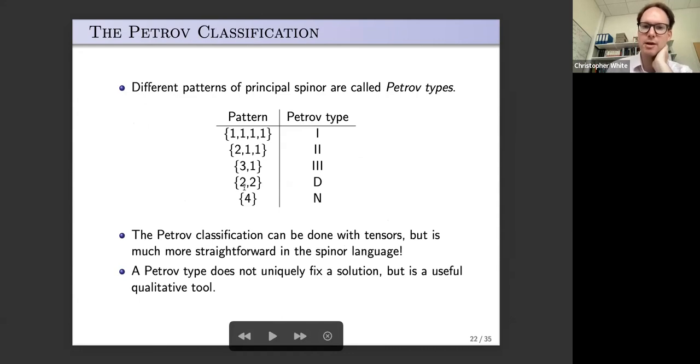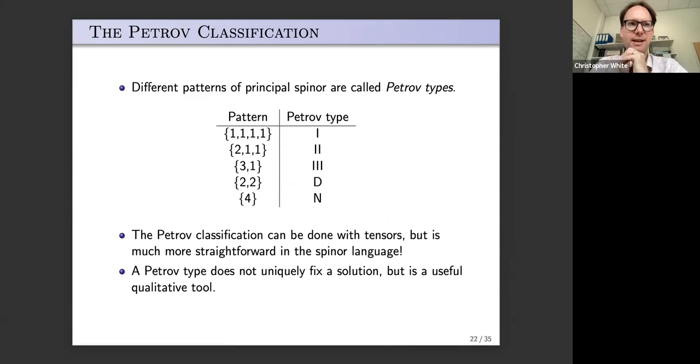So this means they're all the same, or I can have 2 and 2, 3 and 1, and so on. And this relates to the Petrov classification that I mentioned earlier. Work was done decades ago classifying different types of solution into qualitatively different types called Petrov types. In the tensorial language, that is quite cumbersome to look at. In the spinor language, it's remarkably simple. It's just the pattern of principal spinors in my Weyl tensor, and that tells you the different types of solution that you have.